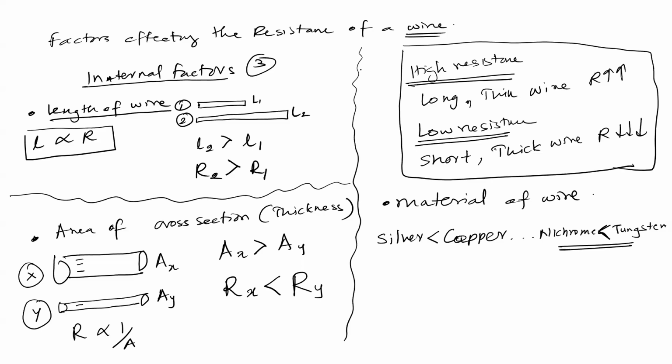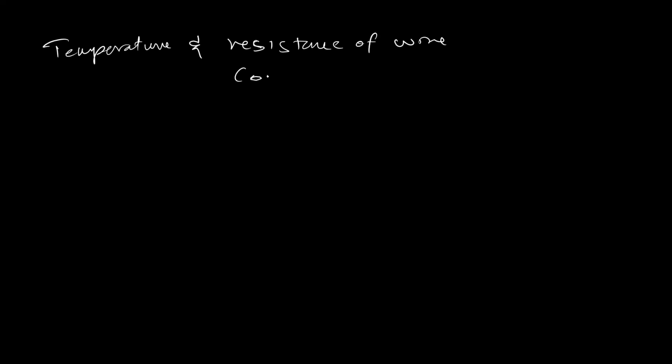Okay, the external factor is temperature. Internal factors we had three: length, area, and material of the wire. Now let's go to the external one, that is temperature, and the resistance of wire. Here we are going to talk about conductors, normal conductors.